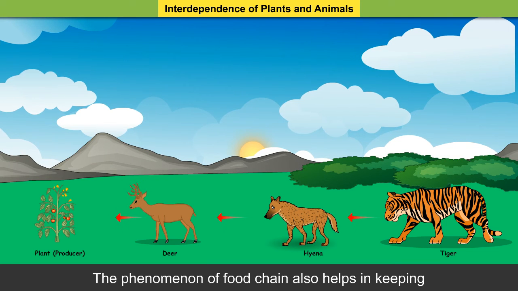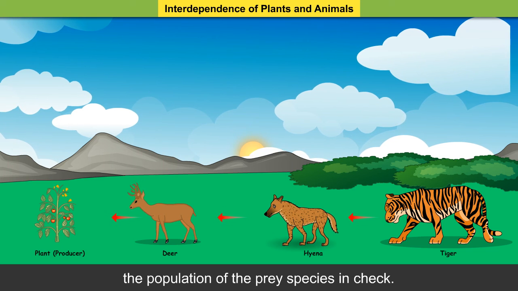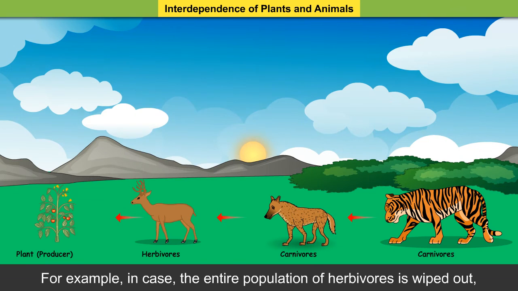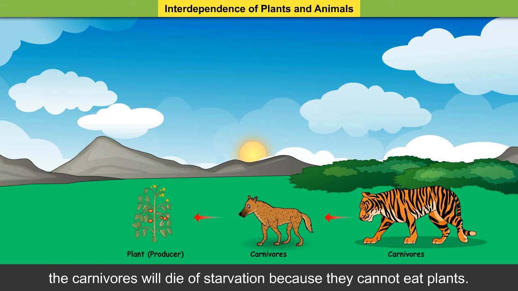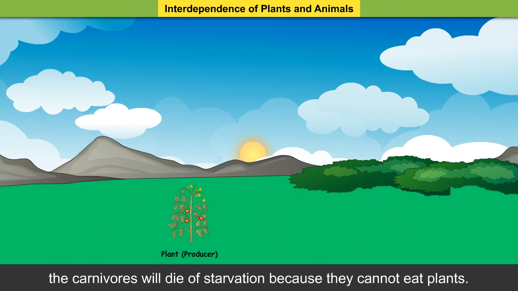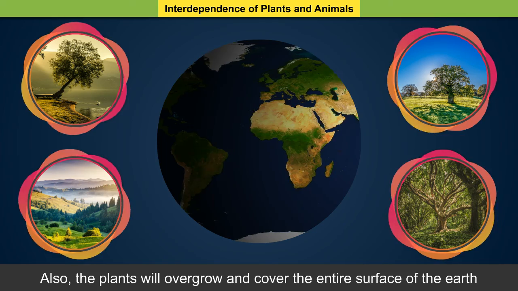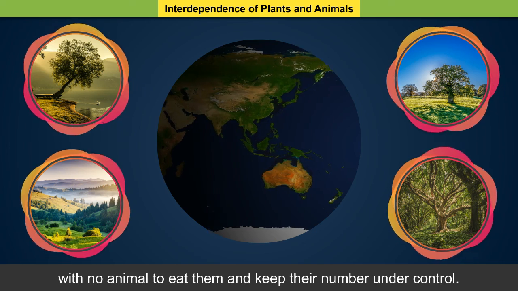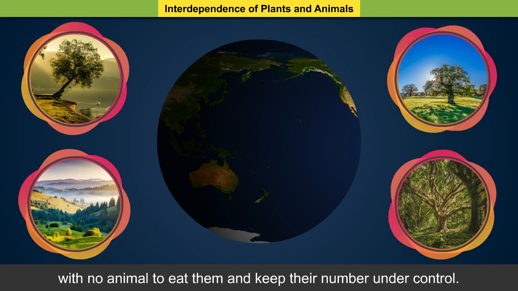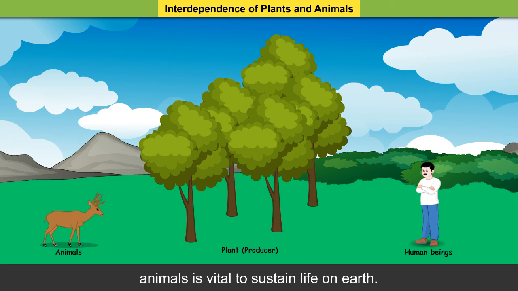The phenomenon of food chain also helps in keeping the population of the prey species in check. For example, in case the entire population of herbivores is wiped out, the carnivores will die of starvation because they cannot eat plants. Also, the plants will overgrow and cover the entire surface of the earth, with no animal to eat them and keep their number under control. Thus, equilibrium among plants, human beings and animals is vital to sustain life on earth.